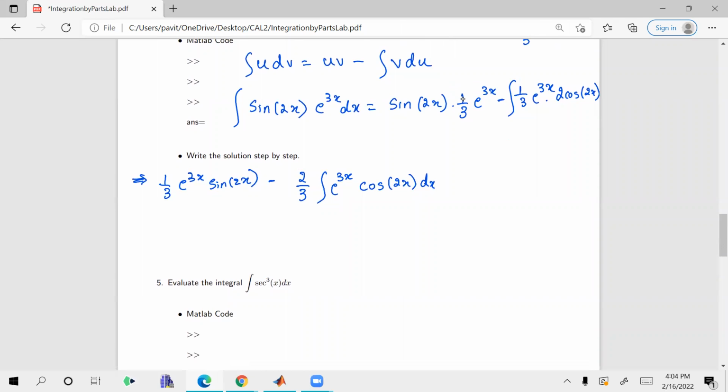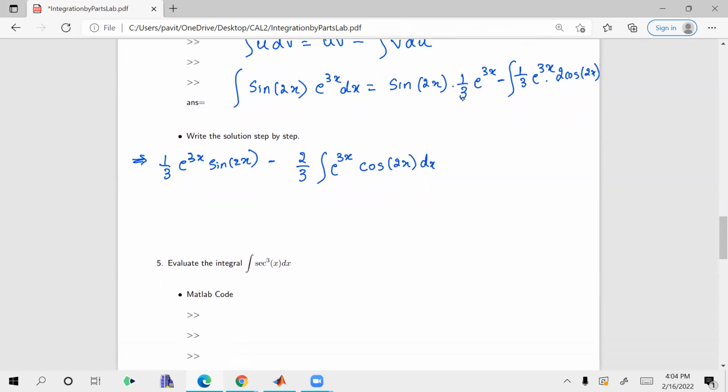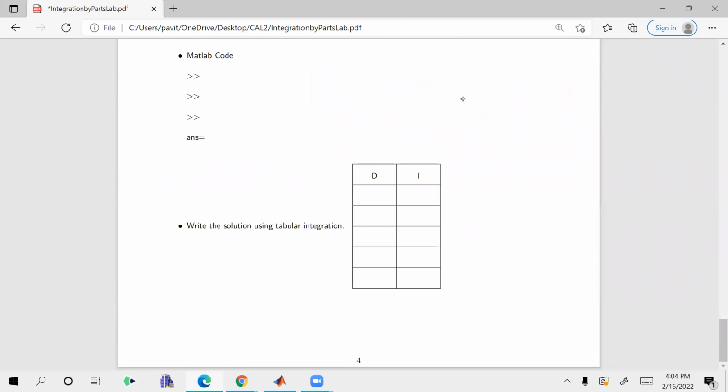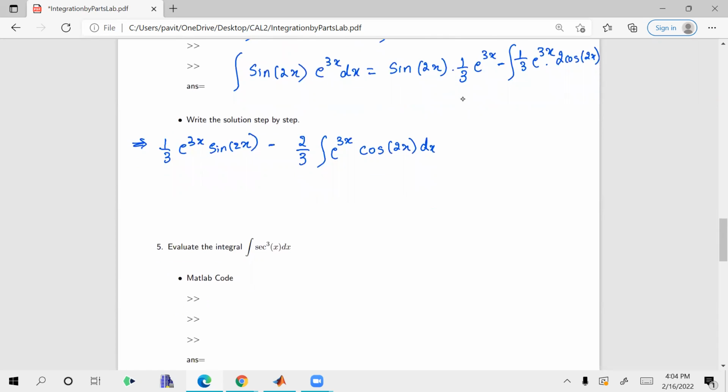Okay. Now we need to apply integration by parts here, right? I'll try to adjust here. So now remember we are integrating for this. We are going to apply integration by parts again for this type of problem. Now let's see what you get when you integrate e to the power of 3x cos of 2x dx.